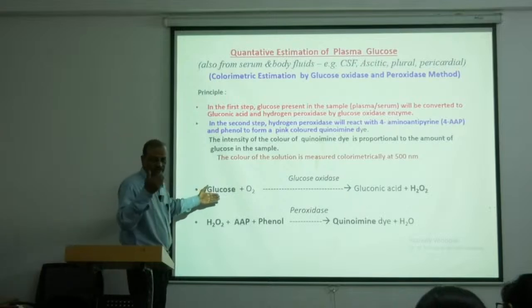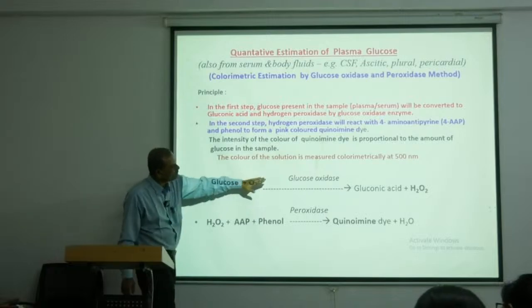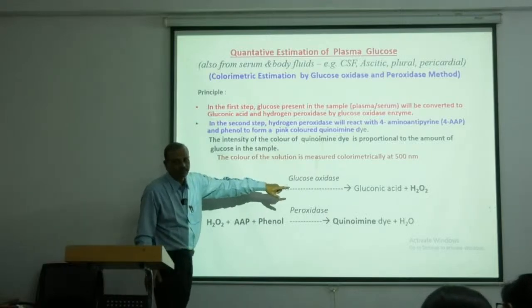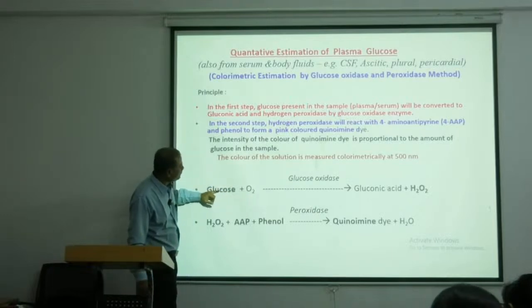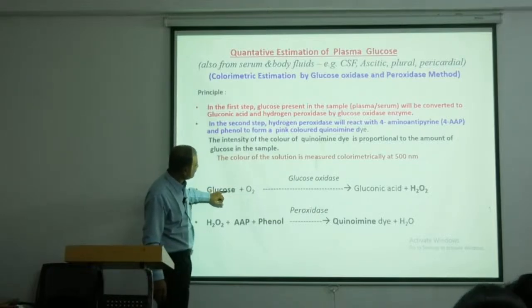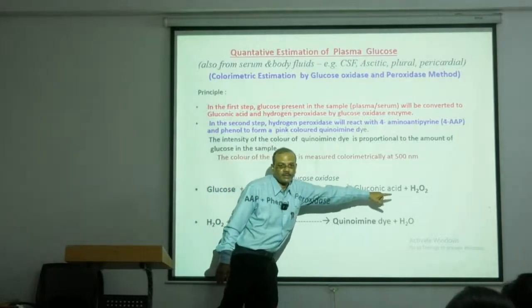So this glucose, which is really not visible, is allowed in the first reaction, now with the glucose oxidase to form gluconic acid. At this stage you do not write, I will give you time, just understand. So basically glucose is converted to gluconic acid and hydrogen peroxide.